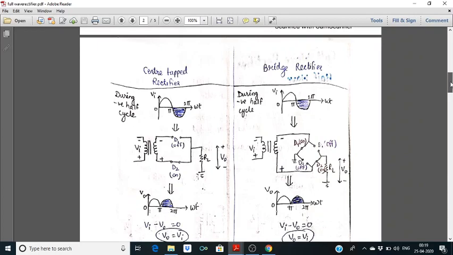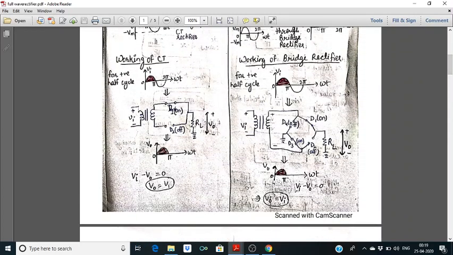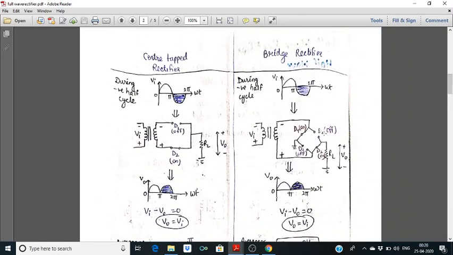Now for the bridge rectifier, for positive half cycle, diodes D1 and D3 will be on while D2 and D4 will be off. So we will get a voltage V out through this load resistor, and we will get a waveform like this at the output. Now for the negative half cycle, D1 and D3 will be off while D2 and D4 will be on. So we will get this kind of waveform at the output.